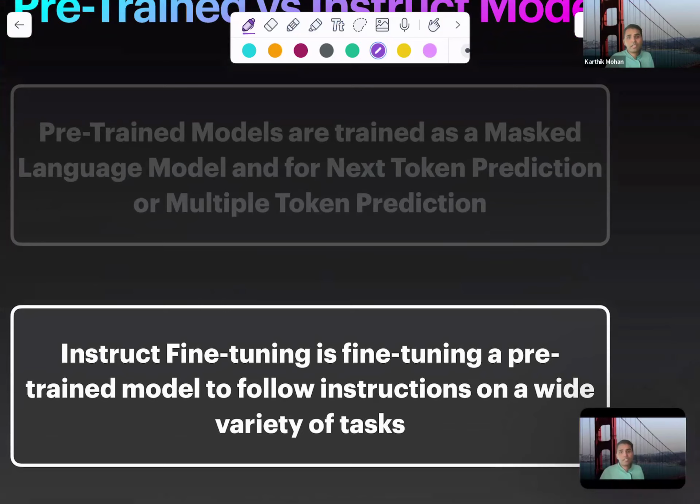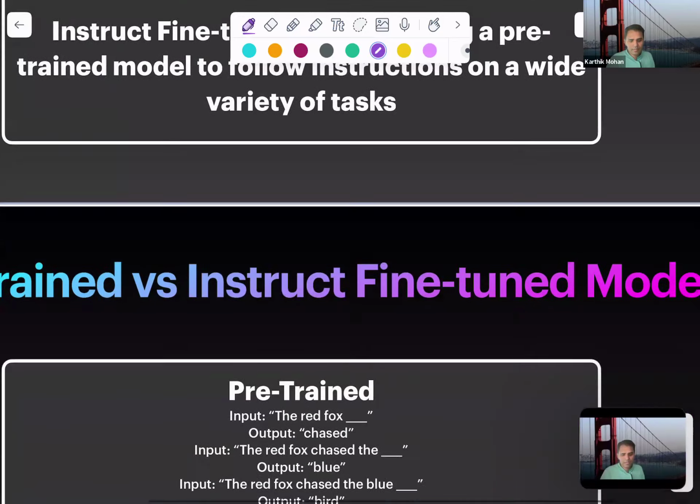So the goal is, if you didn't do instruction fine-tuning, for example, and you just used a pre-trained model, it will probably miss certain instructions. It'll probably only understand parts of your instruction. There'll be all kinds of issues that you'll notice if you just didn't instruct fine-tune. So this is also something that is necessary.